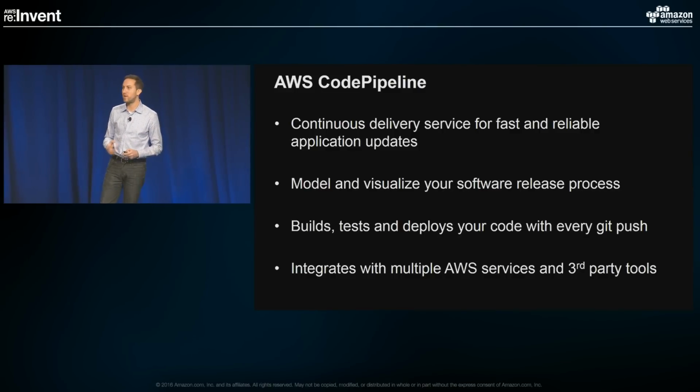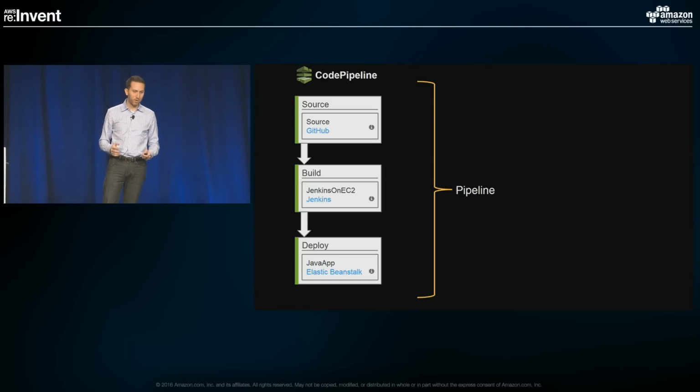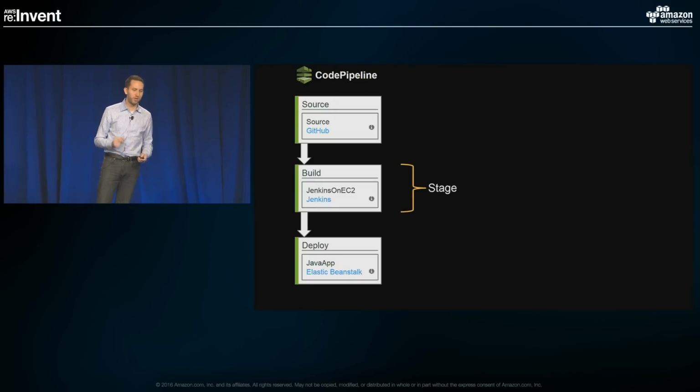And it essentially acts as an orchestrator. So it links together a host of third-party and AWS services to automate your release process. Now, this is how it looks. And each rectangle you see there is actually a stage.